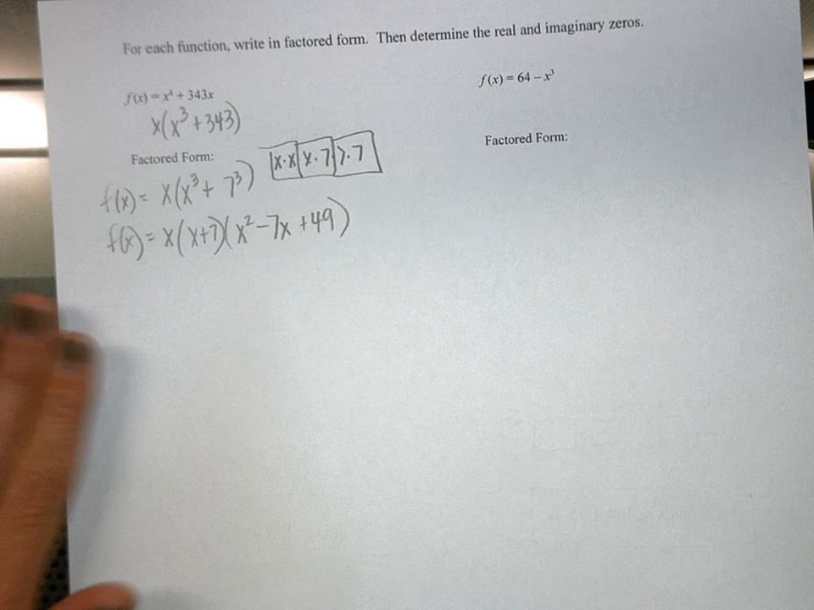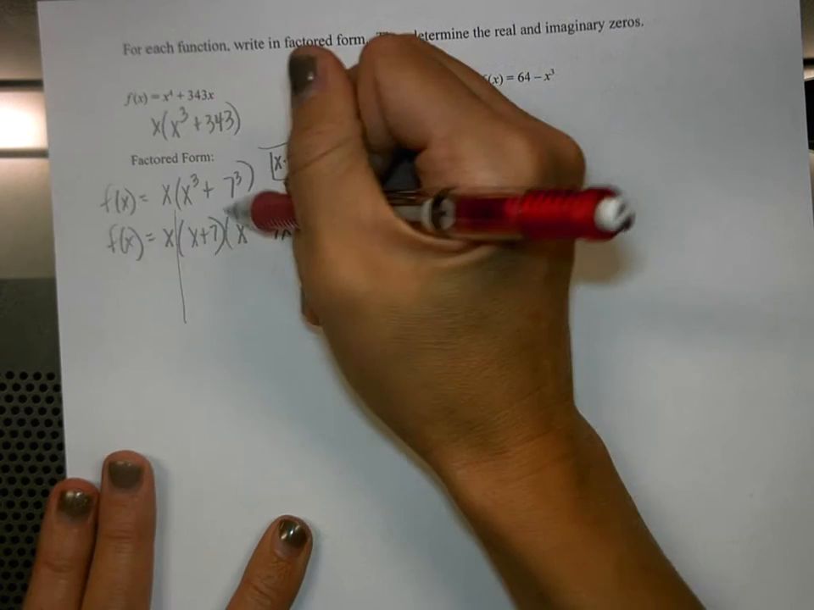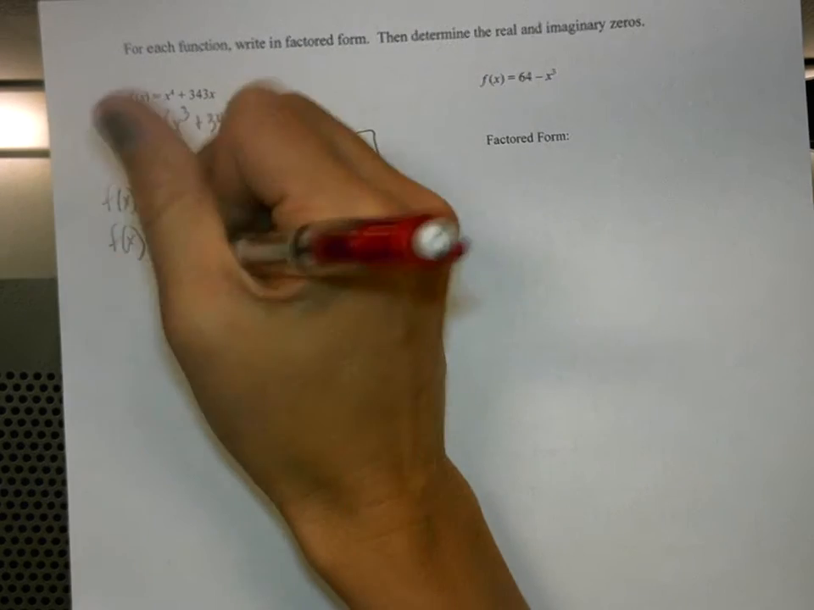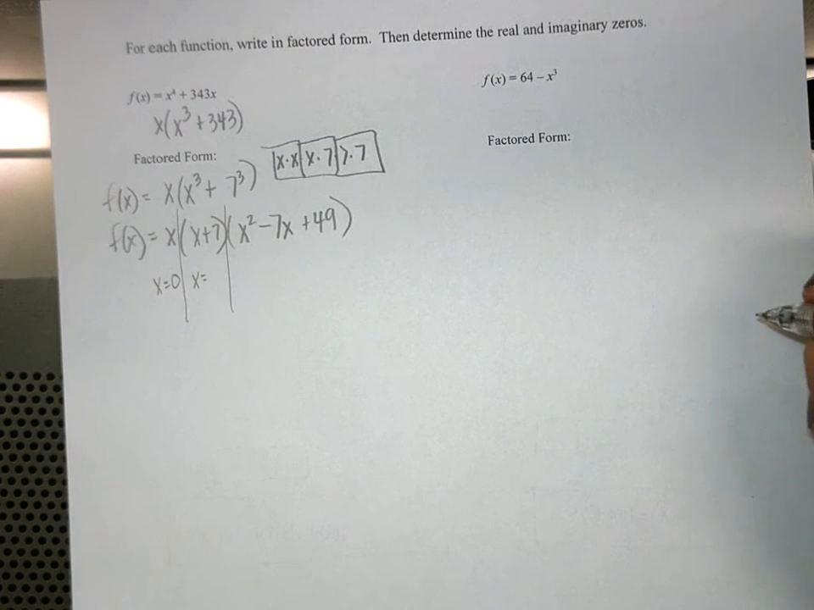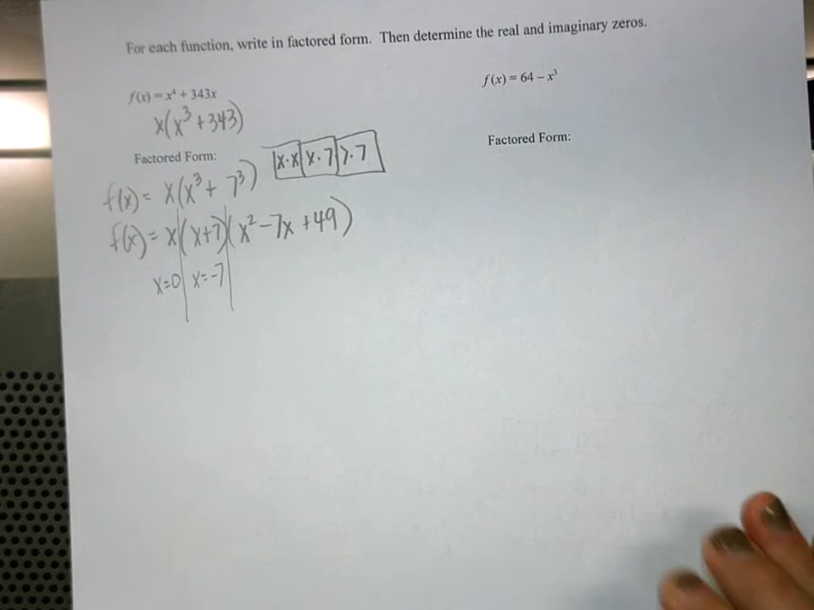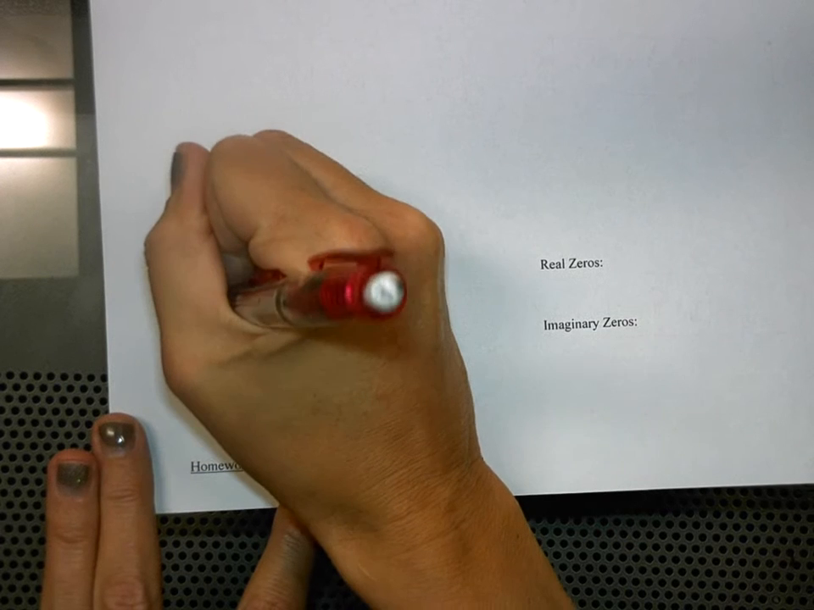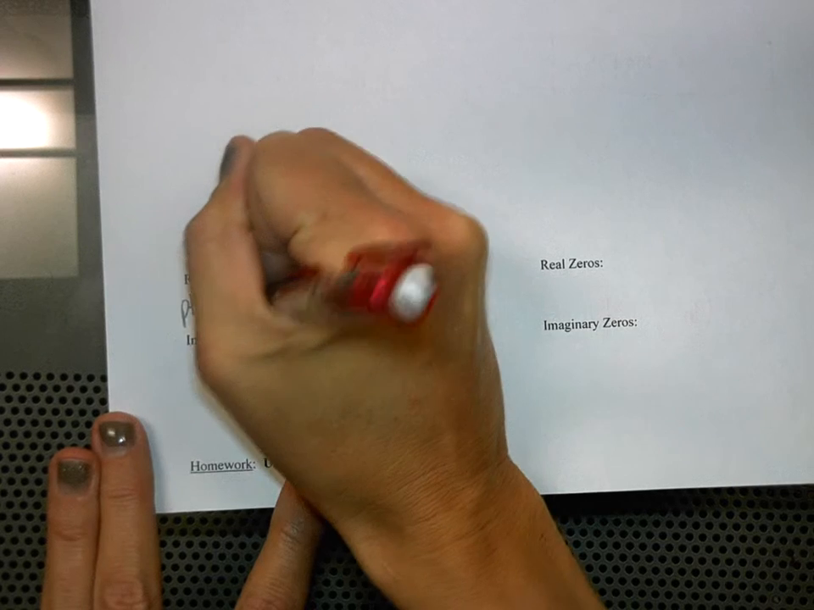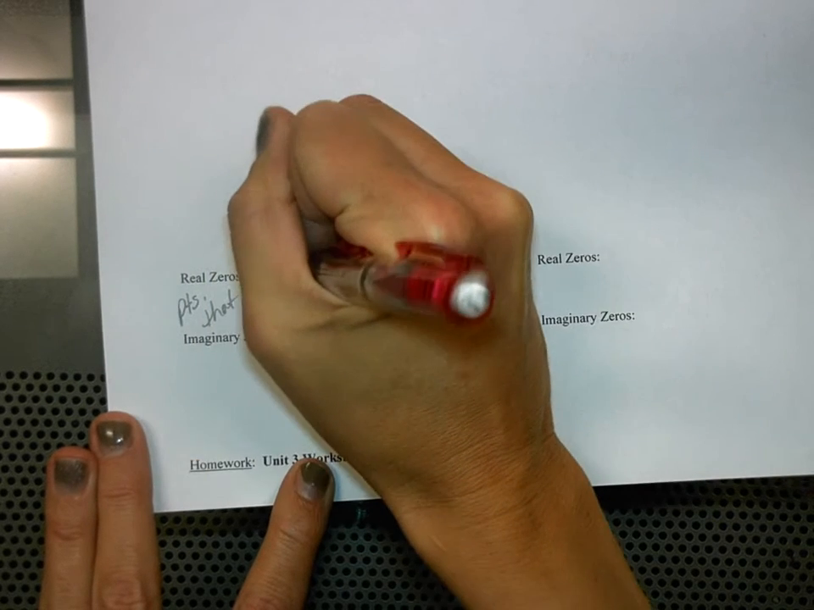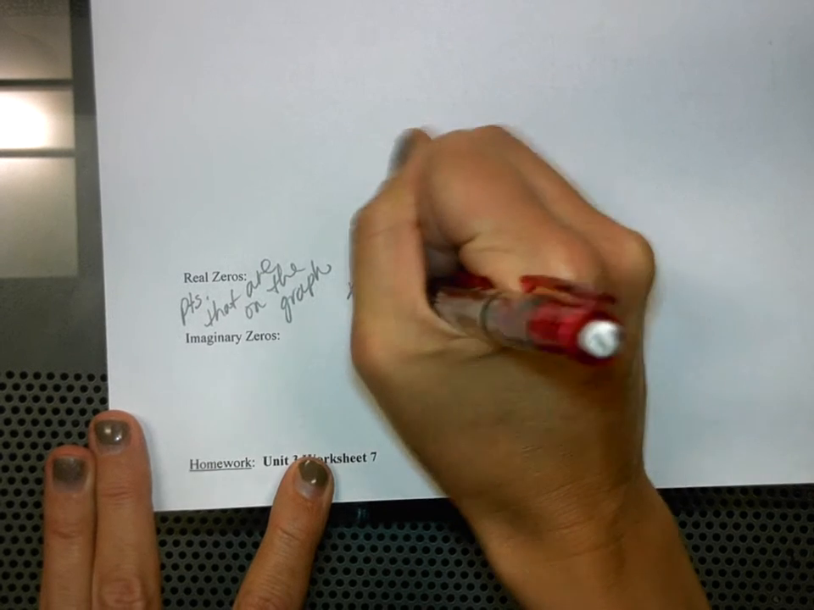Okay, so to find our real zeros, each of these I can set equal to 0. Okay, and so x equals 0 is my first, and then this would be x equals what? -7. Okay, and these are basically your real zeros, the ones that are on the graph. Right down here it says real zeros, I'm going to make a note that these are the points that are on the graph. So we have x equals 0 and -7.